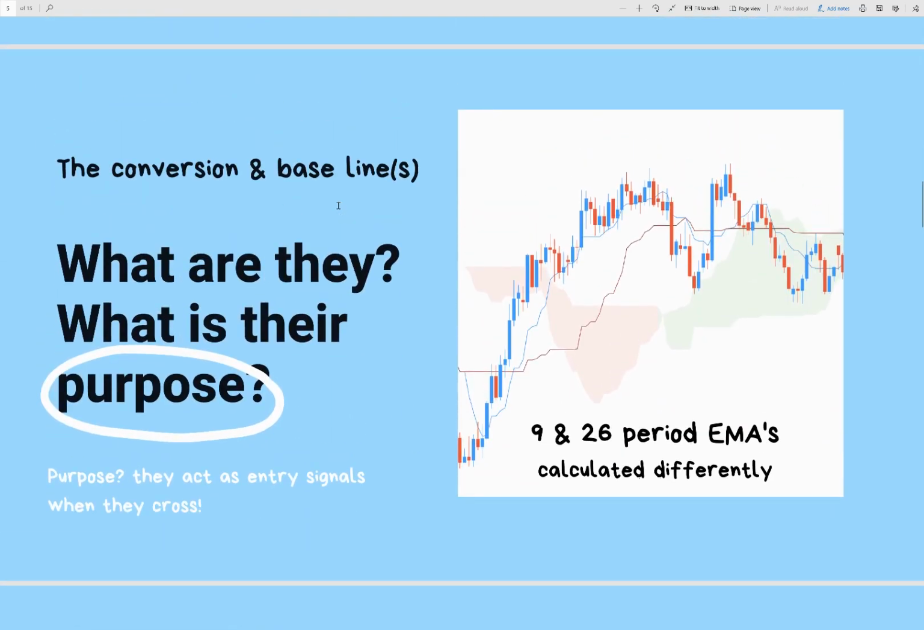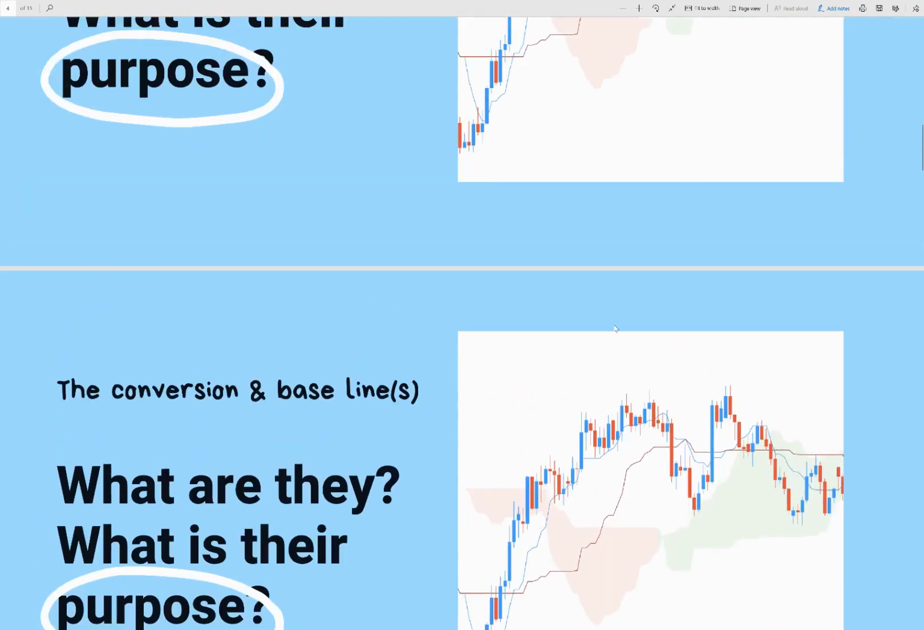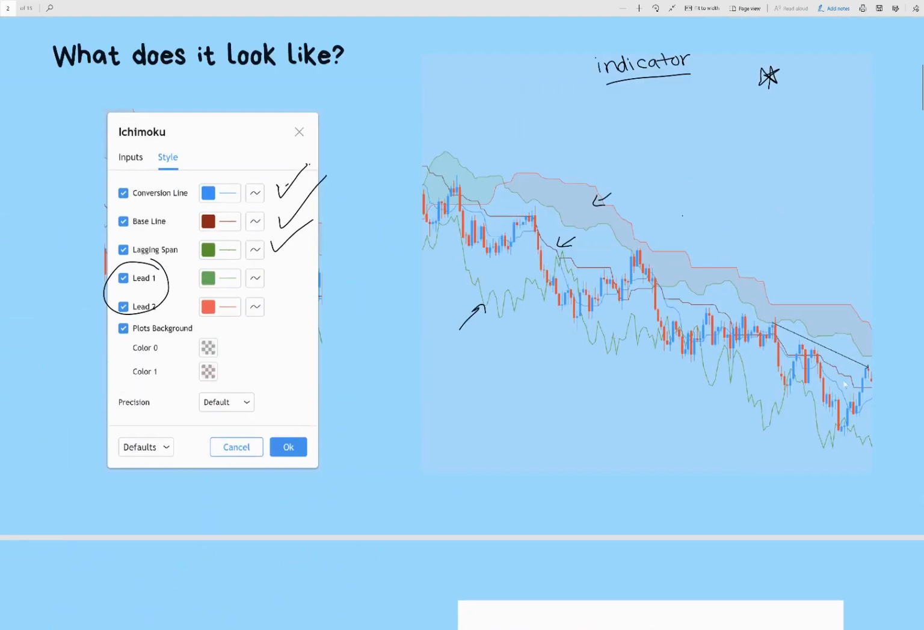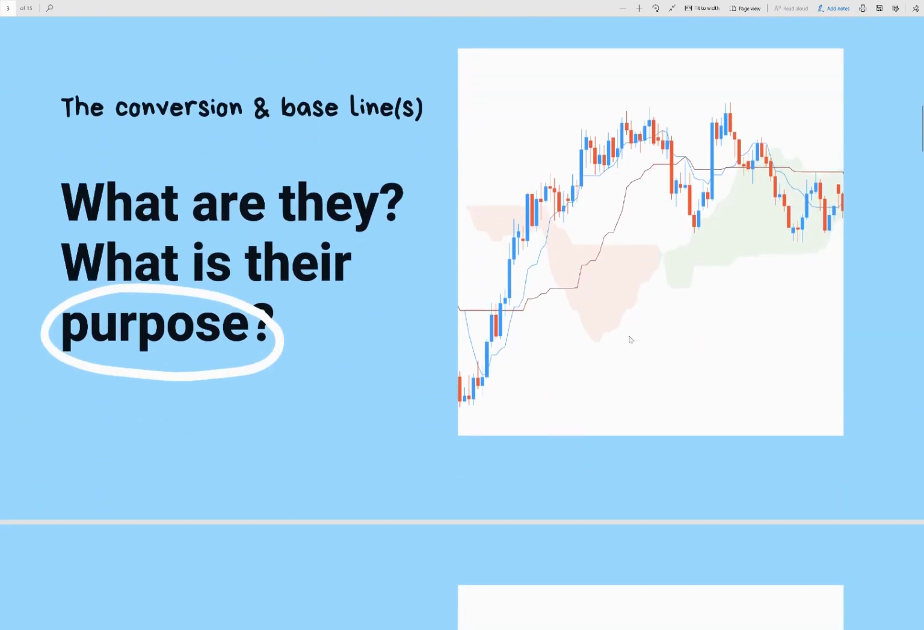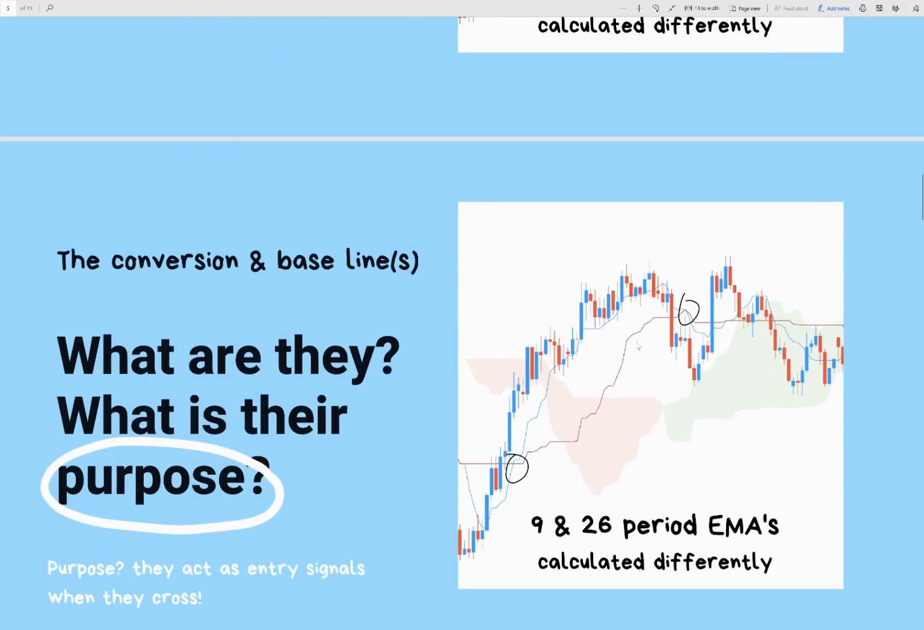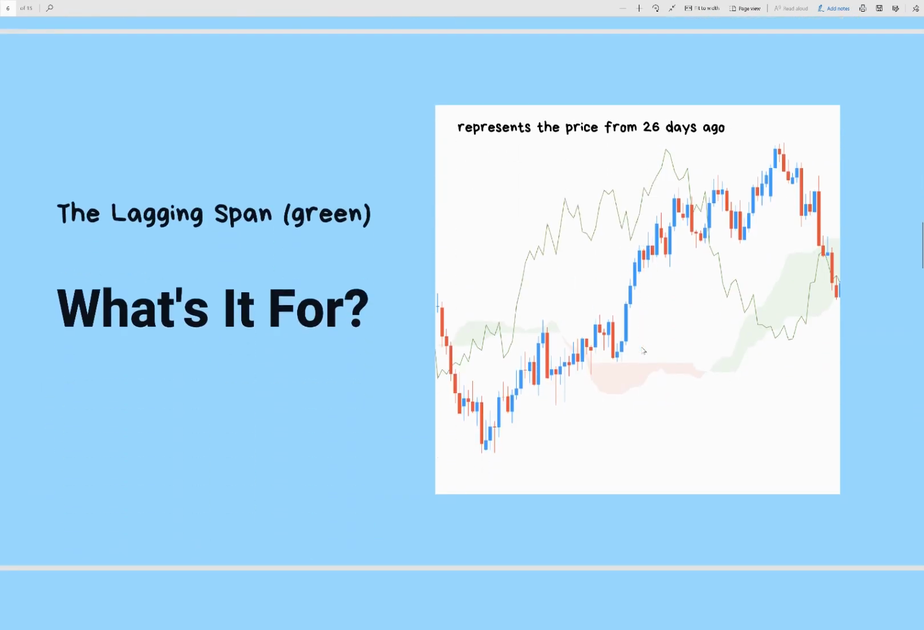Now getting into their purpose, they act as entry signals when they cross over. So when you see them crossing over at different points throughout, they act as entry signals. We're going to get into how that works, but that's the basis of it. Now, I know this looks really simplified compared to what you saw up here, and I am going to show you how we simplify and make this look really neat on your chart so it doesn't look like a mess. I'm going to show you how I've done that here. But for now, we're just going to talk about what the different lines are.